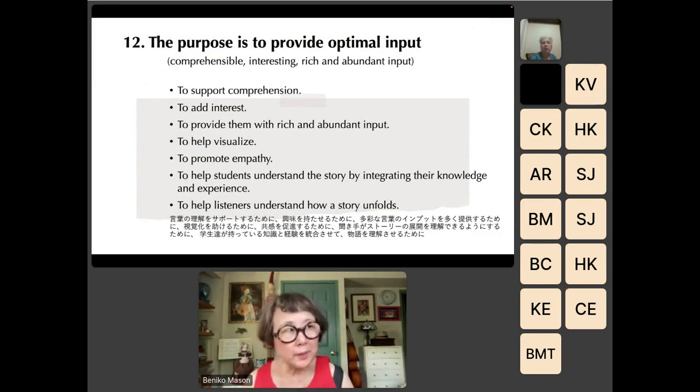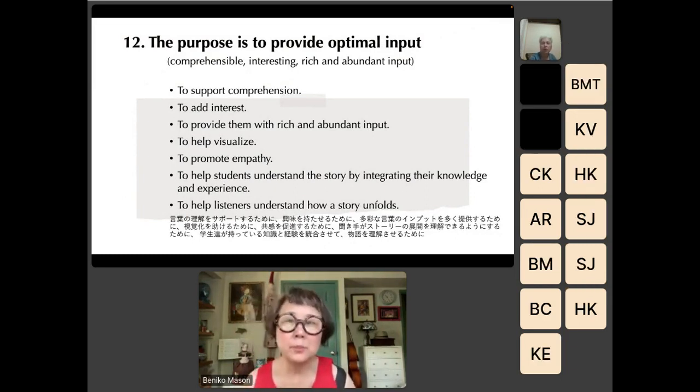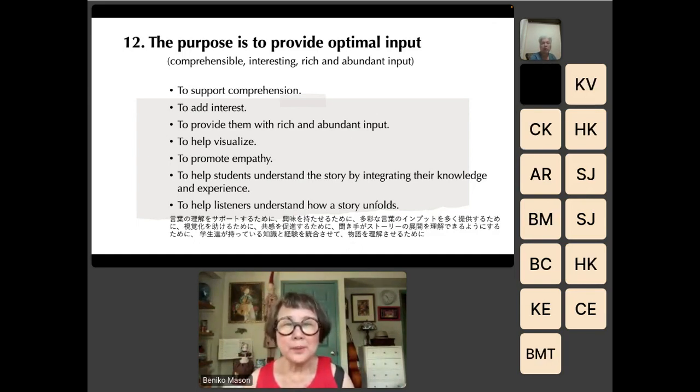The purpose of drawing and writing words on the board is to provide optimal input. Optimal input means the input includes the following four ingredients or factors: comprehensible input, interesting input, rich input, and abundant input. And in future presentations, I will probably talk more about what these things are in story listening.